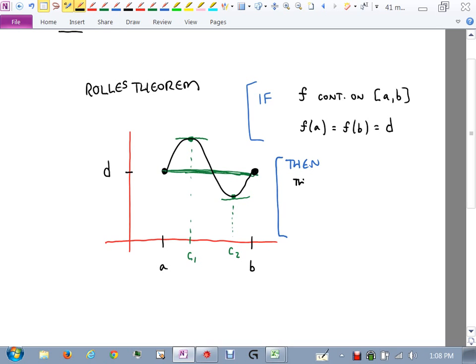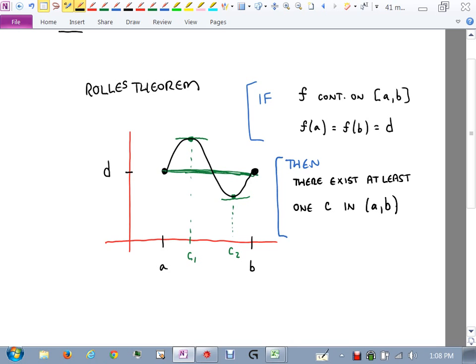There exists at least one C in the interval AB. There's going to be at least one point in here, at least one.